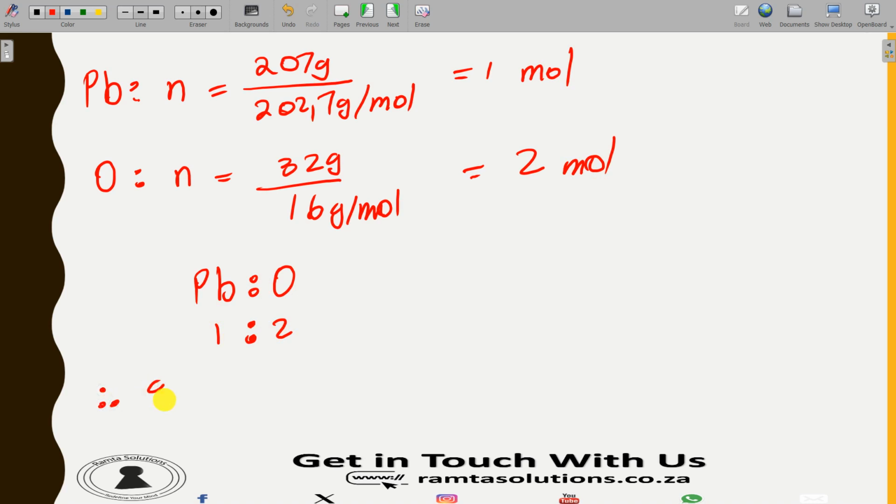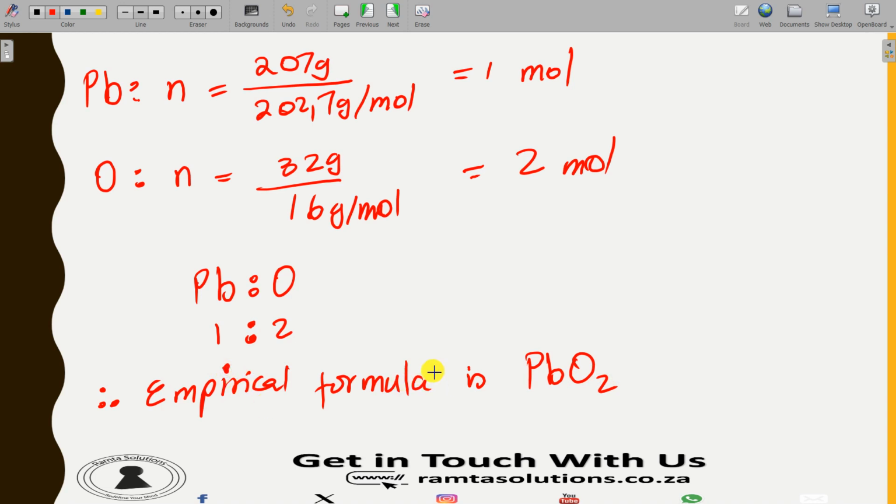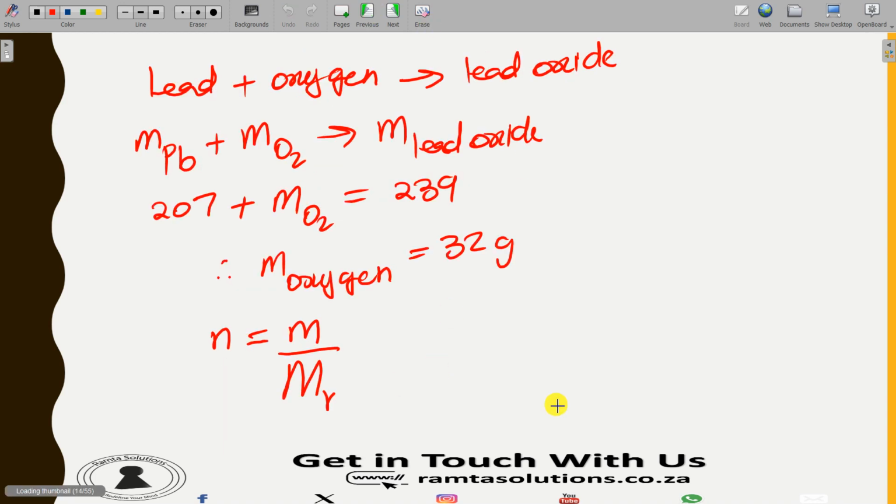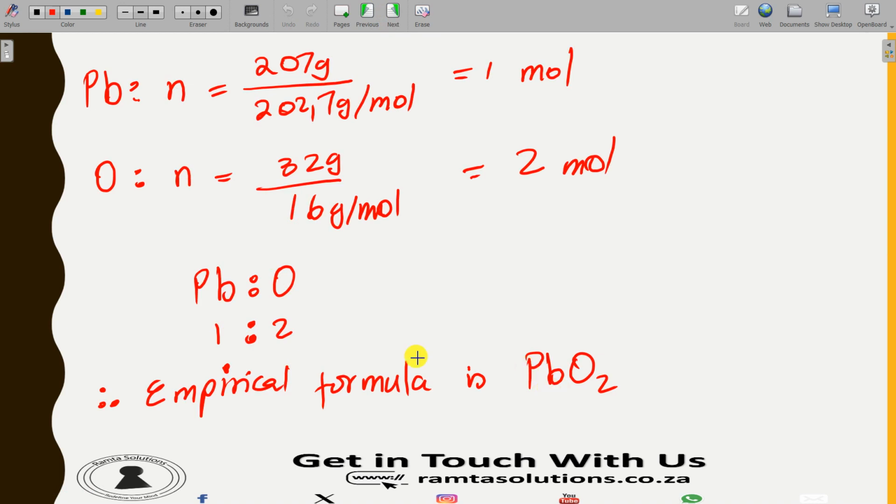Therefore, we can say the empirical formula is PbO2. I know we could have gotten this directly, right? But please remember that here the intention is to show you how to calculate the empirical formula. We could have gotten this directly when I was doing this reaction here, but now see how we get it when we use the empirical formula.